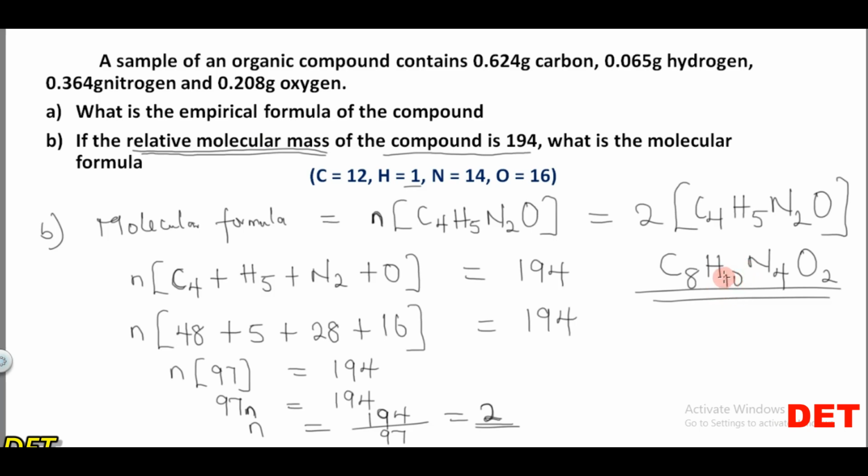It's very simple and straightforward. So you must know this, that the molecular formula of a compound is equal to the whole number multiple n of the empirical formula. Very important.